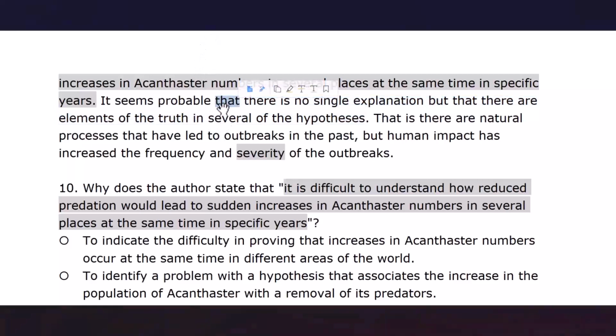That in this sentence holds a place for what completes the verb seems, and it is actually this clause. This clause is a subordinating clause, and the role of that is to introduce what comes after here. This sentence states that no hypothesis can completely explain the outbreaks in Acanthasters, but all hypotheses have a degree of truth to them.